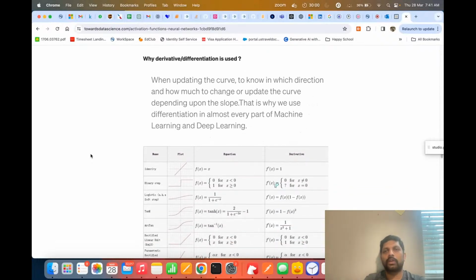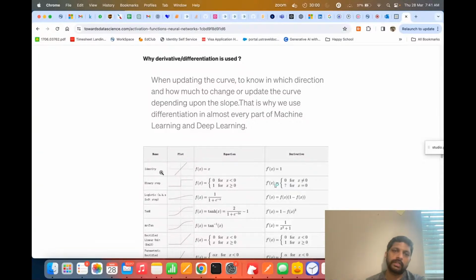We take the curve to know in which direction and how much to change or update depending upon the slope. That is why we use differentiation in almost every part of machine learning and deep learning. In backward propagation, we do differentiation in order to see how the parameters need to be adjusted. So for that, we need functions which are differentiable, so that gradient descent based calculations can be done effectively. That's all.